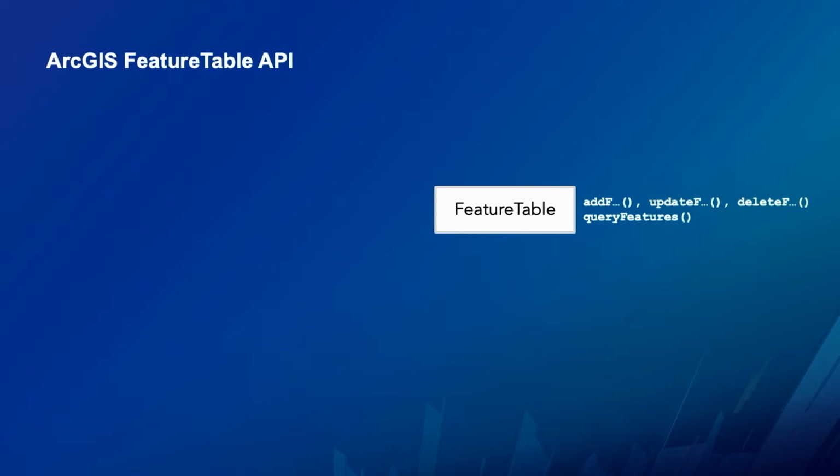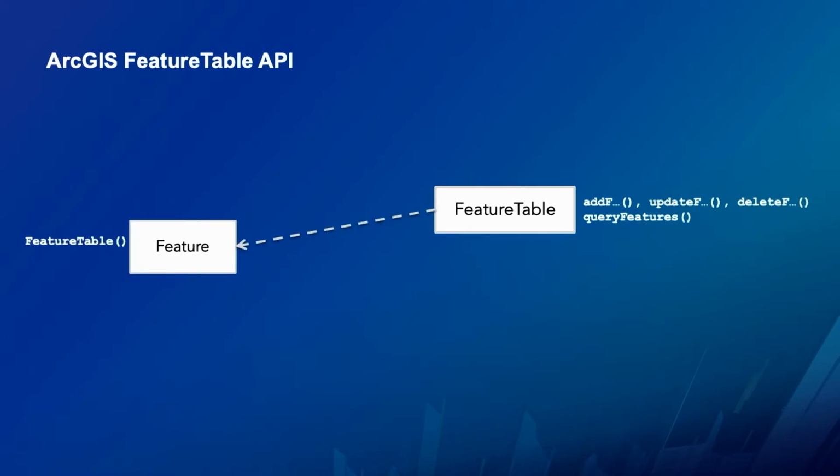So we have our feature table. It has methods such as add feature, update feature, delete feature, and query features. And a feature table gives you a feature. And it has a back pointer to the table it came from. And a feature inherits from GeoElement. GeoElement is a base class for geometry and attributes. Graphics also inherit from GeoElement, and that allows our pop-up implementation to reuse the same code because they just work against GeoElements, and so pop-ups work for features and graphics.